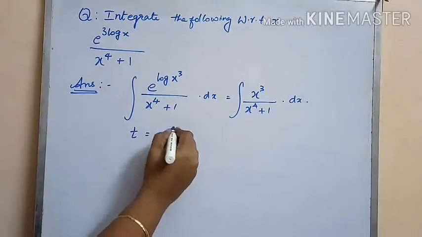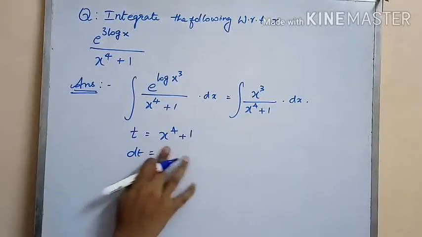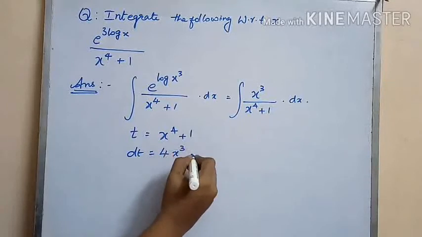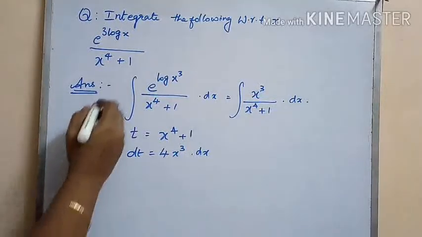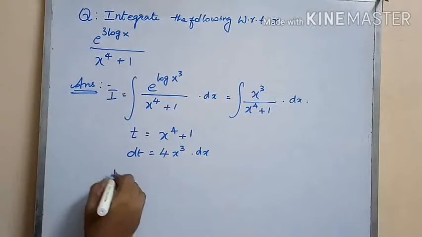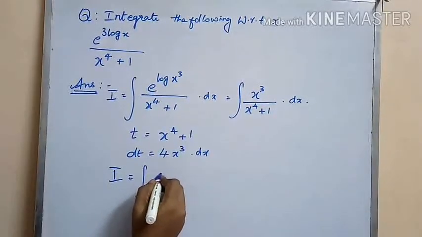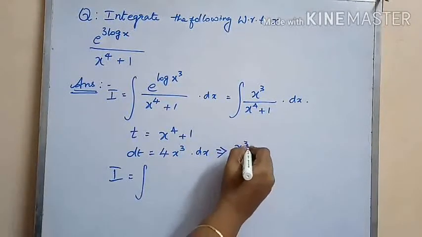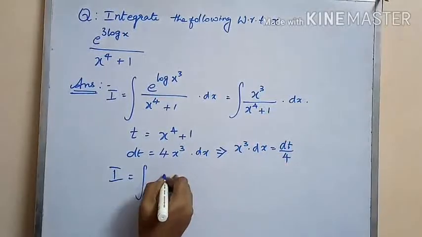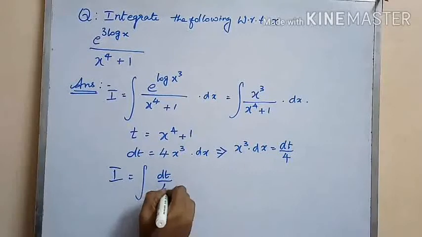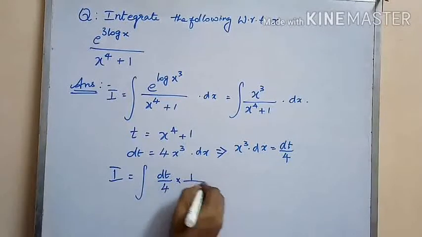Let us do a substitution here. t is equal to x⁴ + 1. So dt is equal to 4x³ dx. 1 is a constant, so it vanishes, from which we can infer x³ dx as dt by 4. So substituting in I, we get dt by 4 into 1 by t.